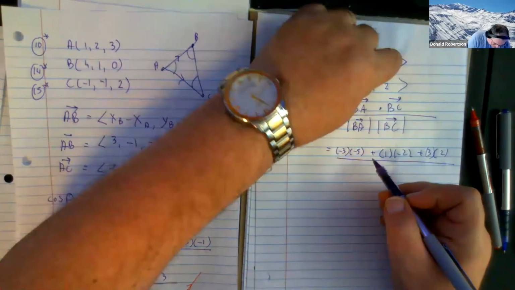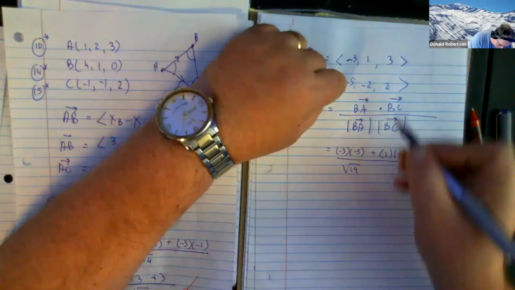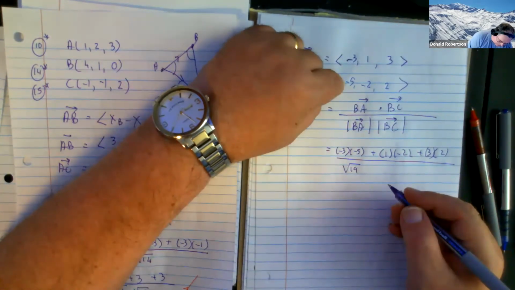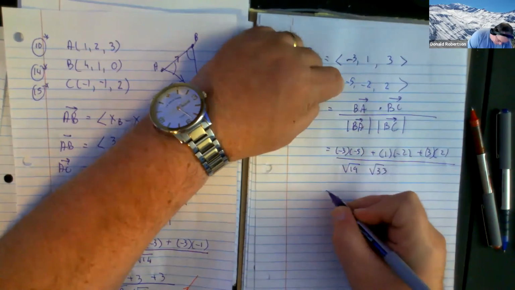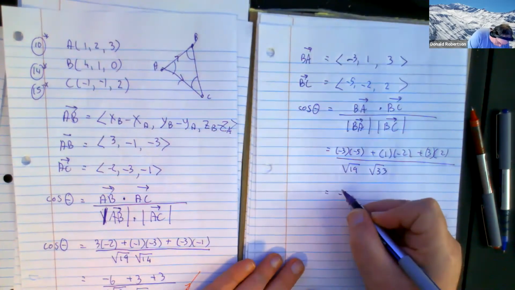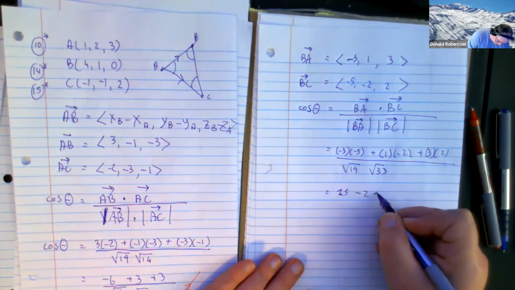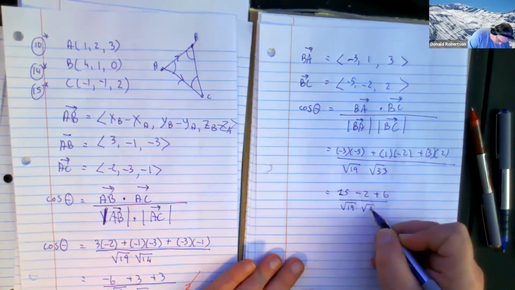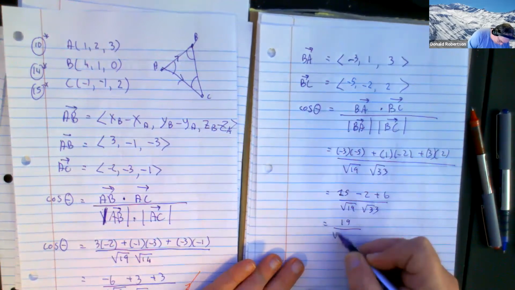Square me, and add. So that's a square root of 19. Square me, and add. That's 4, 4, and 25. That's 8 and 25, 33. So it's positive 15, take away 2, add 6, over these two guys. 19 over these two guys.